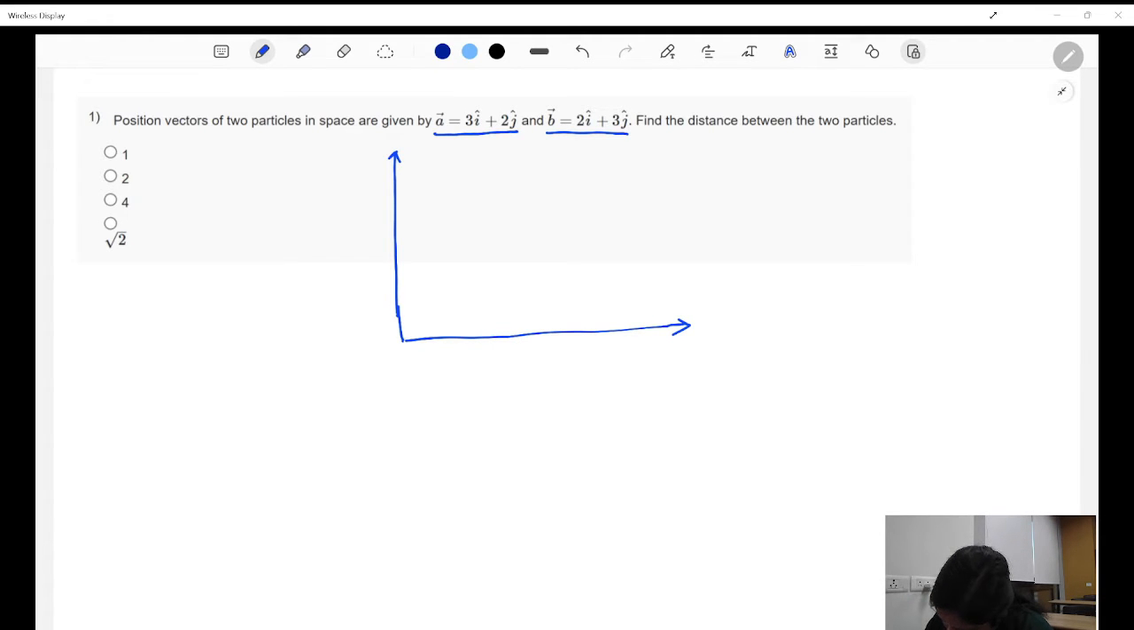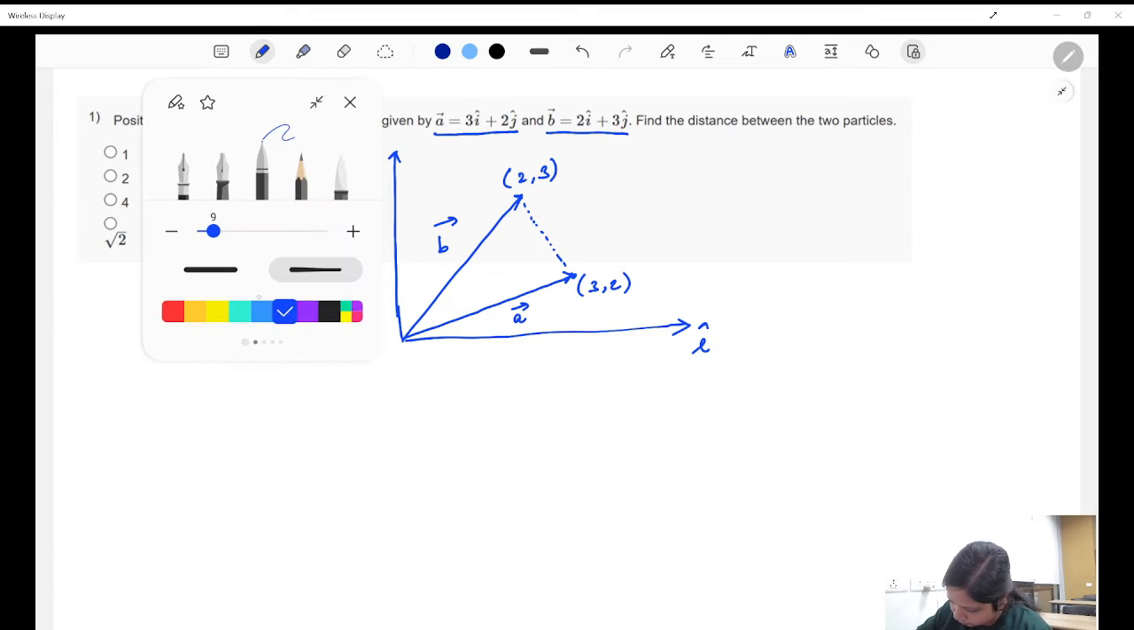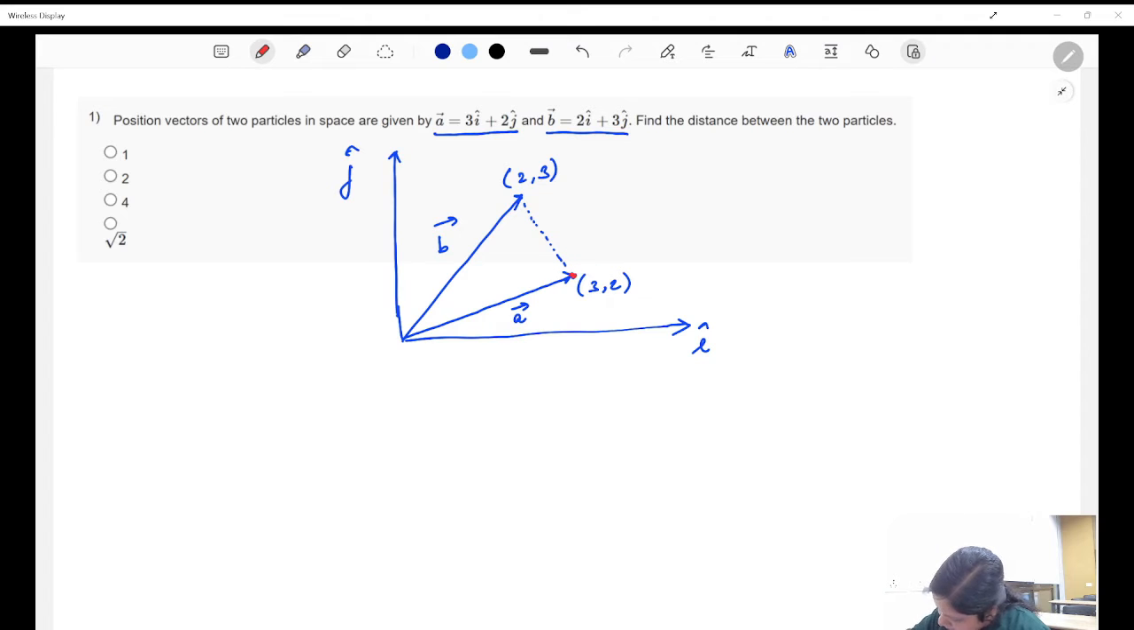let's say I name a vector a vector. It's 3 comma 2 because it's 3 i cap plus 2 j cap. And let's say I name another vector, b vector, and its position vector is 2 i cap plus 3 j cap. I'll name it j cap, name it i cap. Now, this is the coordinate point. I'll change the color. This is the point and this is the point.